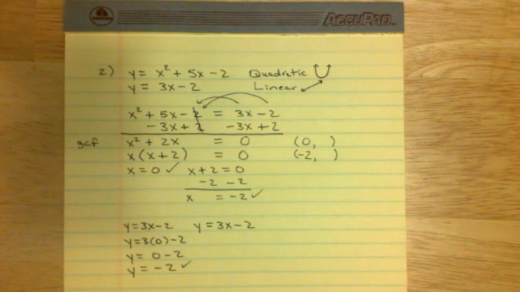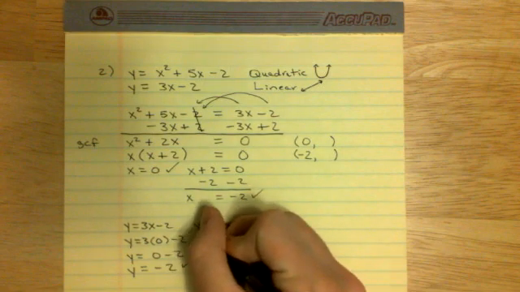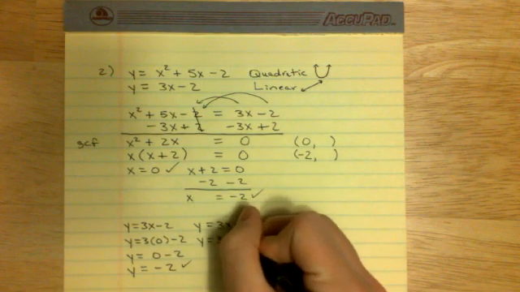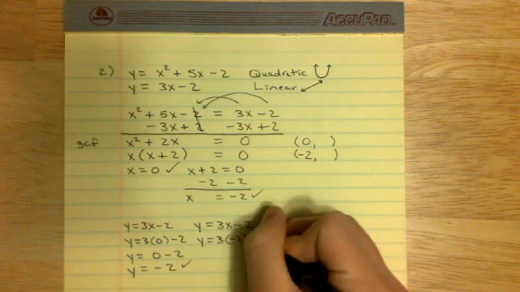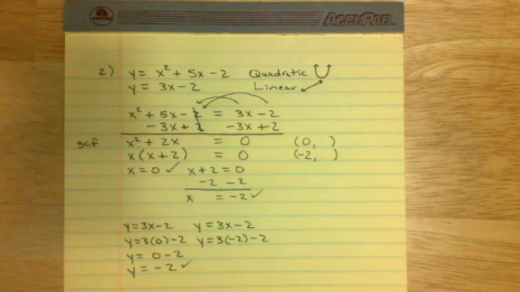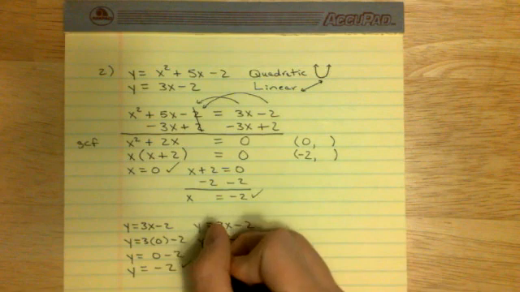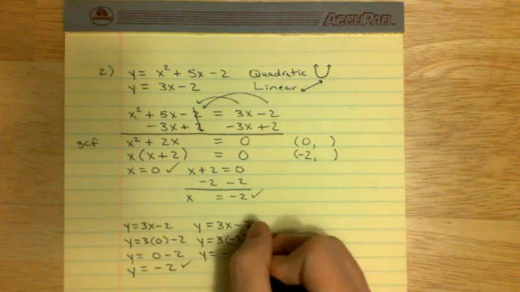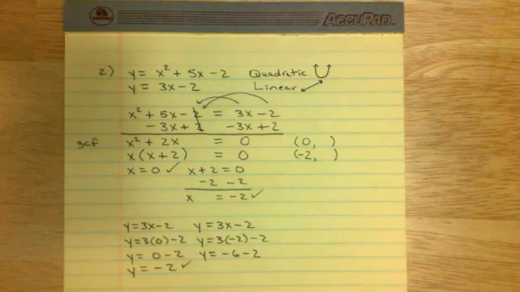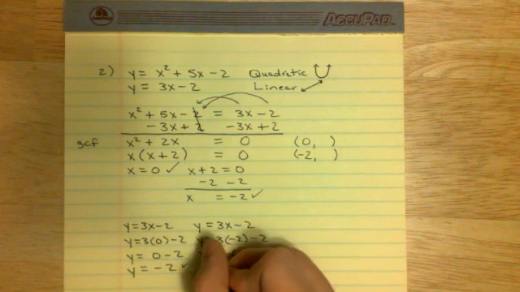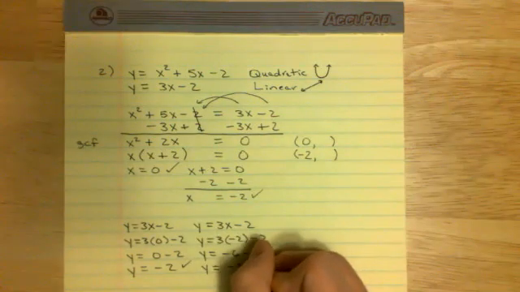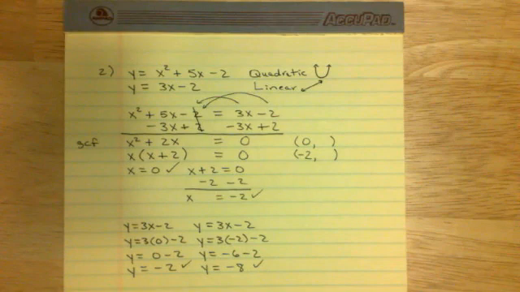When I go over to my next x value, I'm going to be plugging in negative 2. So when I plug in negative 2, let's see, what do I get? 3 times negative 2 minus 2. That's going to be negative 6 minus 2, which is negative 8. Good. So I put a check mark beside that.